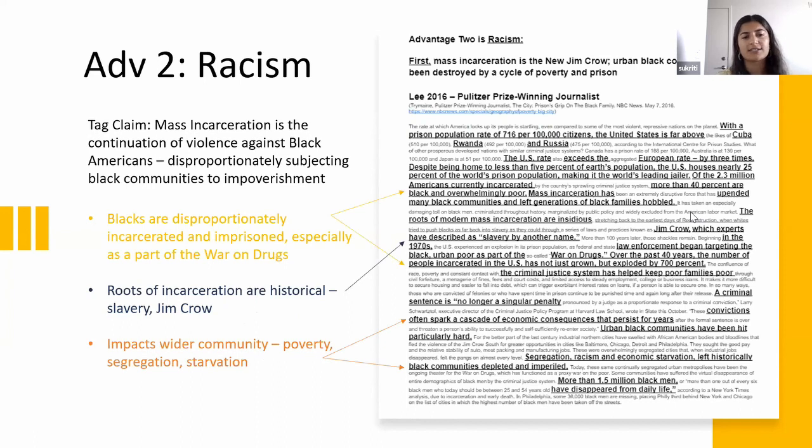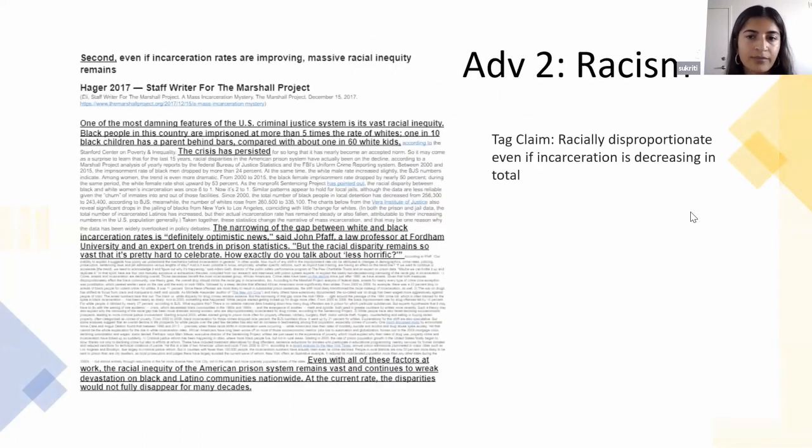The three points this card is trying to make: first is that Black Americans are disproportionately incarcerated and imprisoned, and especially by the war on drugs. The second sub-argument it's making is that these roots are historical in slavery and Jim Crow, and that it impacts the wider community and causes poverty, segregation, and starvation. So it's bringing together all the impacts that we've discussed before, but it's also saying that not only do all these things happen, it disproportionately affects Black and Brown Americans.